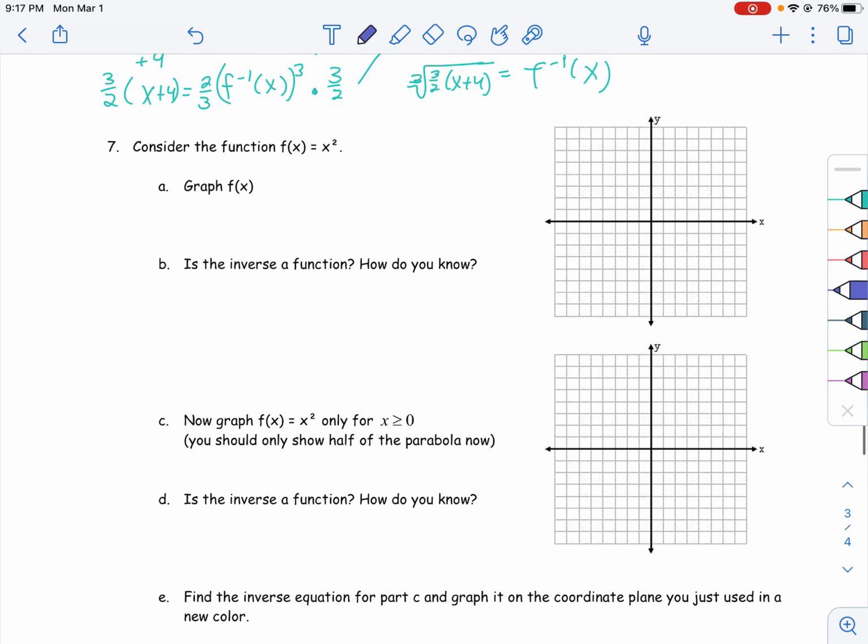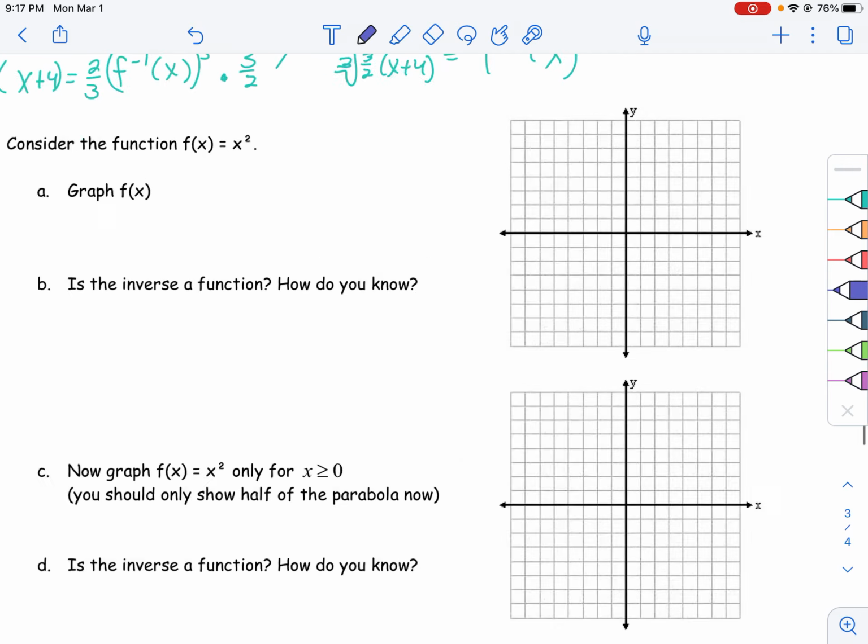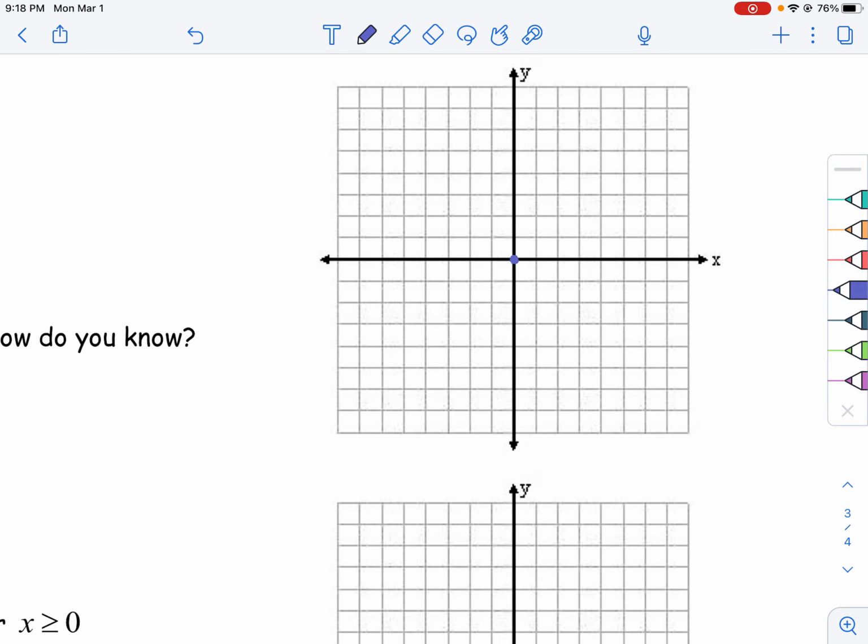All right, next, it says consider the function f of x equals x squared. First, we want to graph it. This is an easy graph, hopefully, because we've done quadratics. Goes through 0, 0, to the right 1, up 1, to the right 2, up 4, and then to the right 3, up 9, which would just go off. And then you graph the reflection. So this is the graph of y equals x squared.